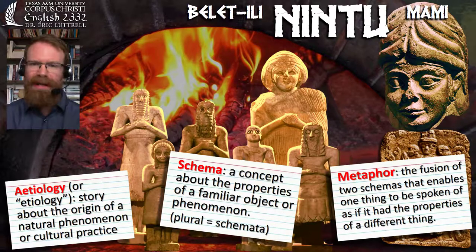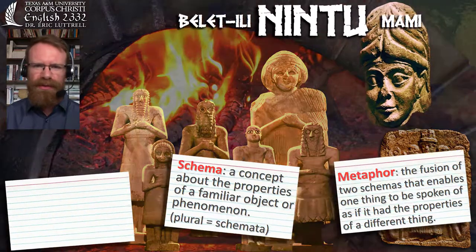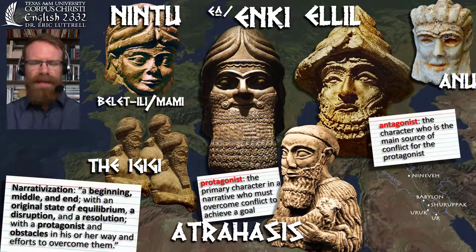Nintu is the one who's making these rules that will govern later generations with marriage, with rituals about birth, and that sort of thing. So bringing humans into the world ends the conflict between Enlil and the Igigi, but then, of course, we take on that conflict.